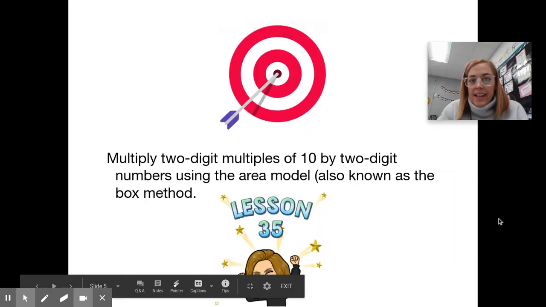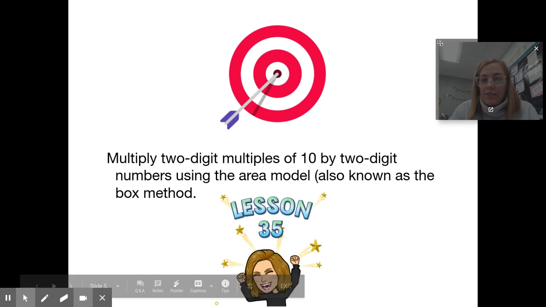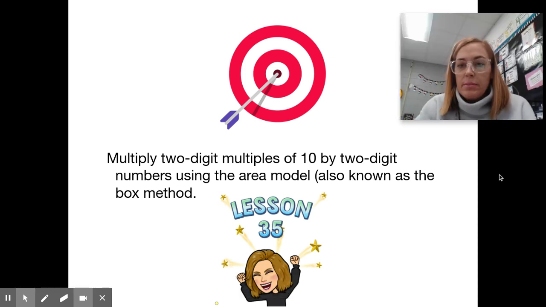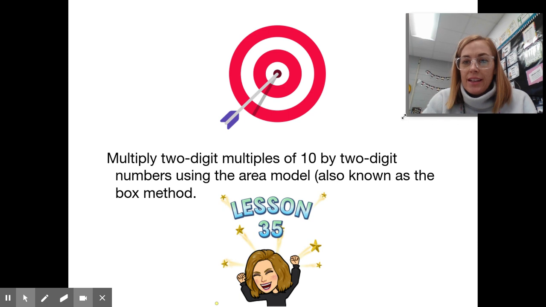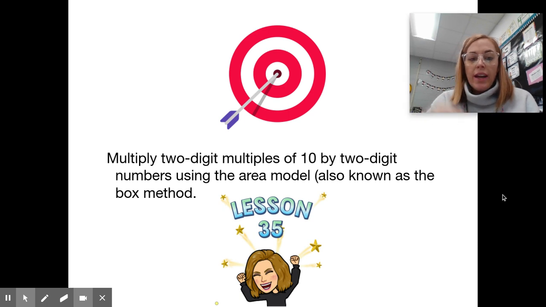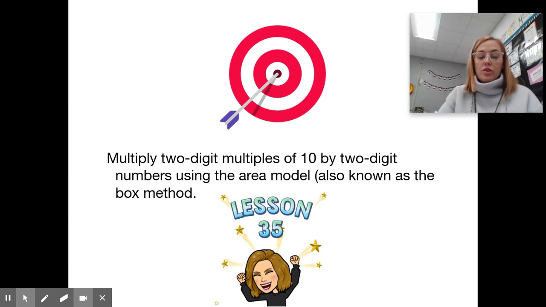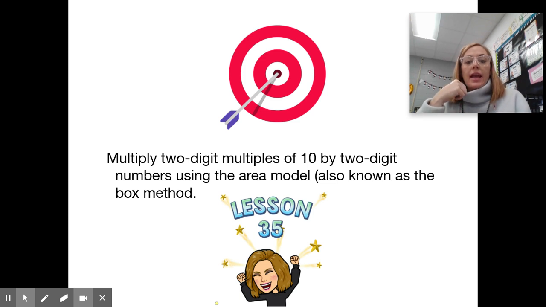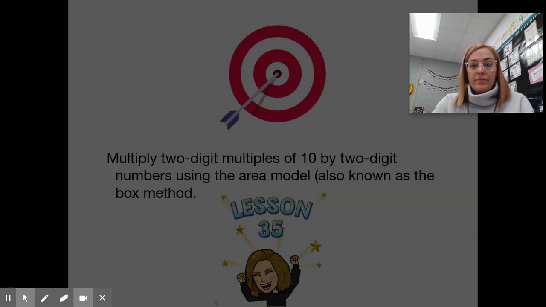All right, guys, let's take a look at lesson 35. So I'm going to make myself just a little bit bigger. And we are going to be talking about two-digit multiples of 10 multiplied by other two-digit numbers. And today we're going to look at using the area model, also known as the box method.